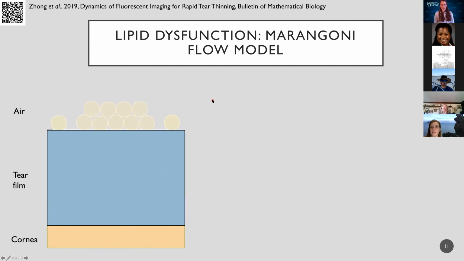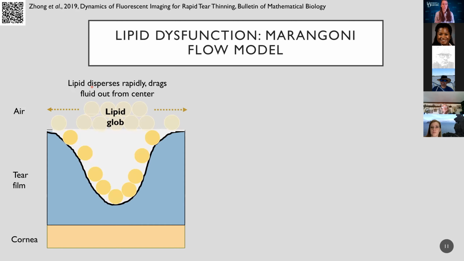Okay, so to start our lipid dysfunction model, we now have some lipid sitting on top of the tear film. So think of this lipid glob as that drop of soap that's being added. So it's going to induce this rapid outward tangential flow and start creating a breakup region. The lipid itself, outside the glob, so out here, depends on a couple things.